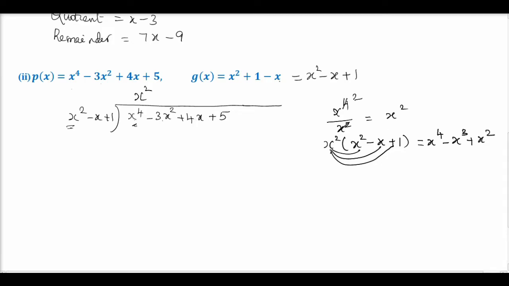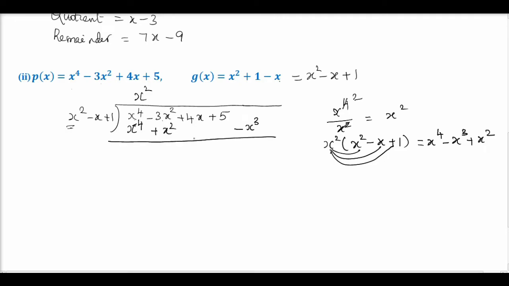Okay, now let me subtract it from the dividend. The first term is x power 4. The second term is x cube. You don't have an x cube in the dividend, so let me have the x cube separately and don't forget to include it. And then it is plus x square. Let me include it here.